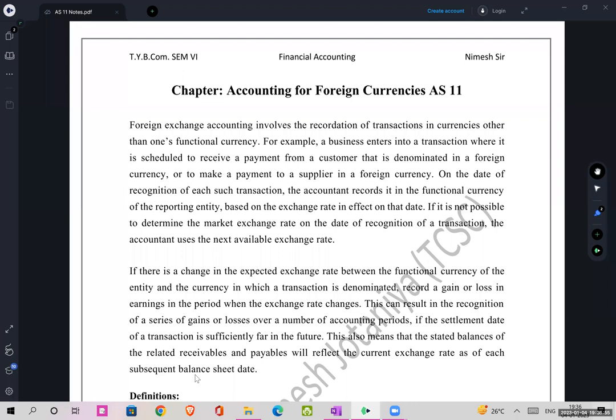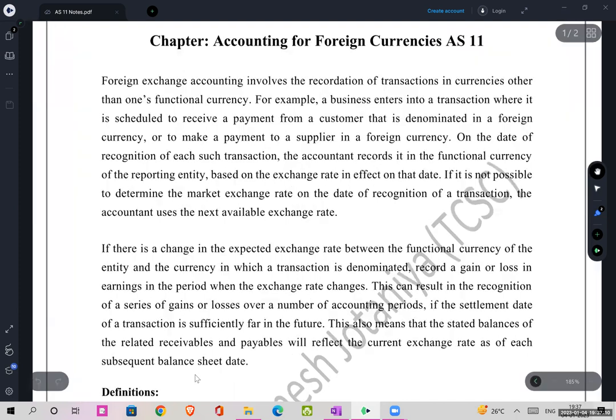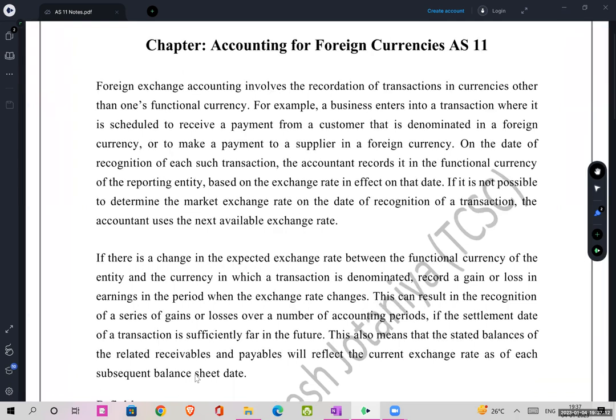Yeah, okay. So let us start today, students, with a new topic in accounting for financial management. That is accounting for foreign currencies, which is governed by Accounting Standard 11. So let us first take a quick preview of the theoretical part of AS 11.